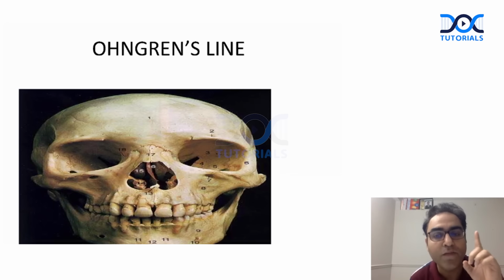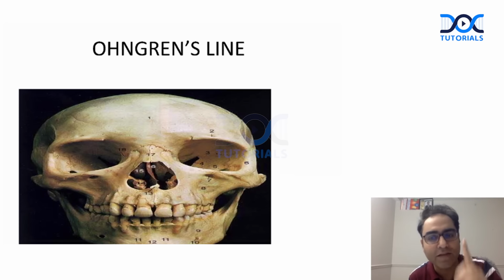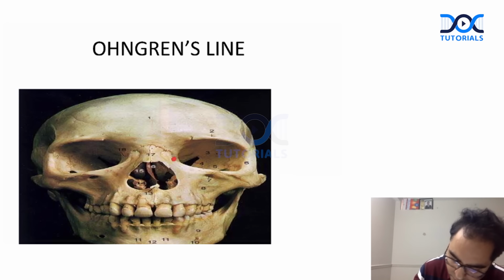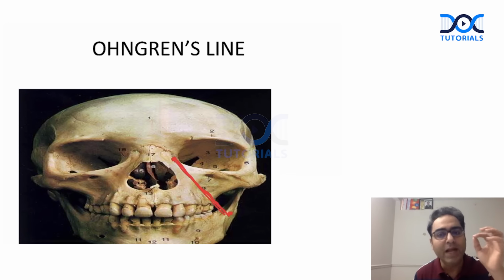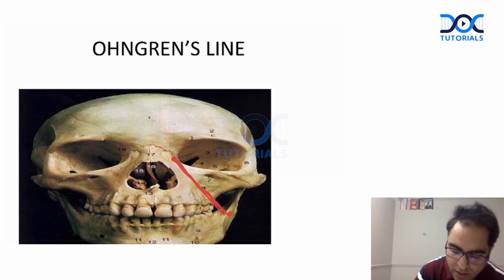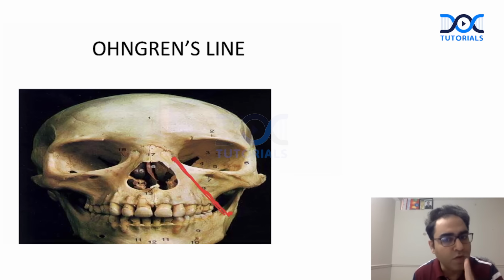Okay, fine. Now, Ohngren's line, another famous question. Ohngren's line is used in which cancer? Cancer of the maxillary sinus. Is it used for surgery? No, it is used for assessment of prognosis. What is Ohngren's line? It is from the medial canthus to the angle of the mandible. Is it for surgery? No, it is for prognosis assessment.